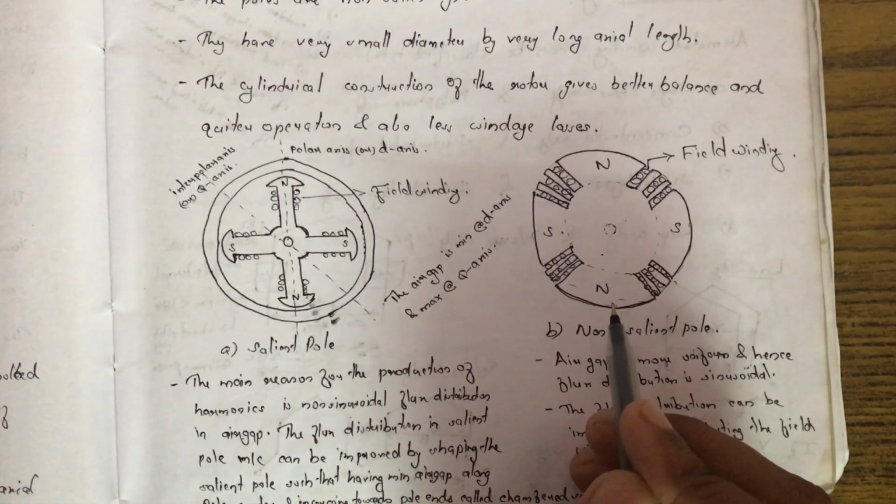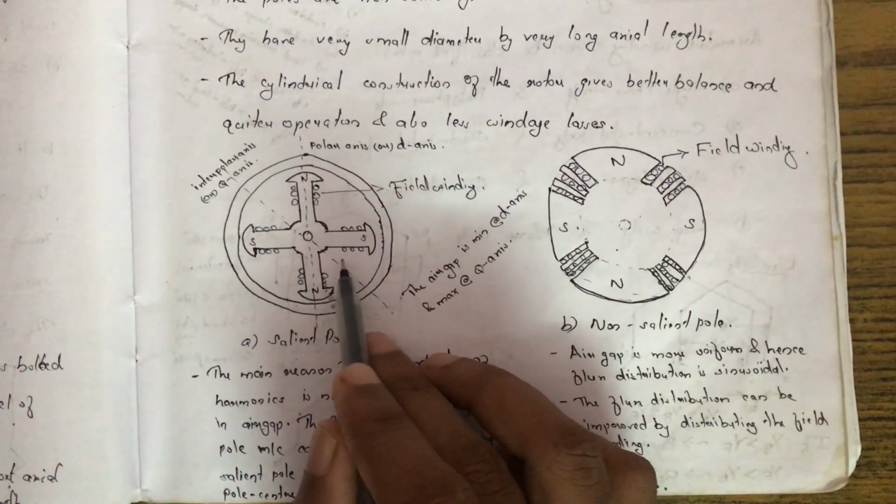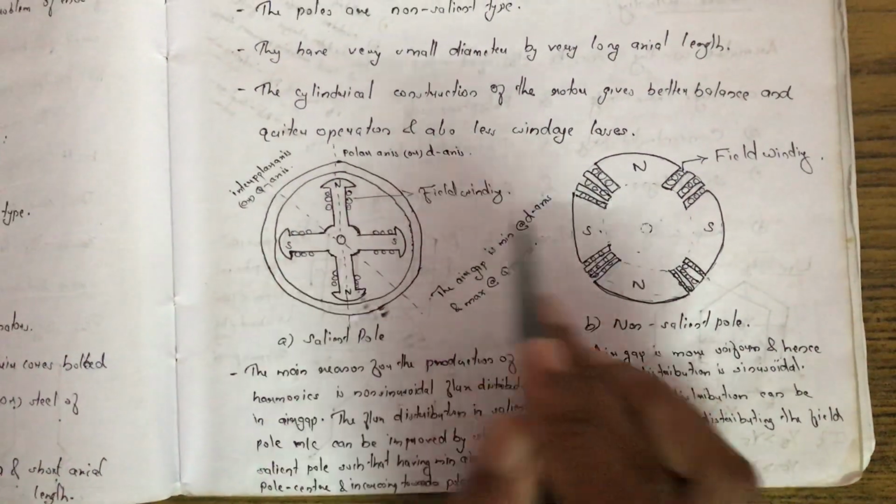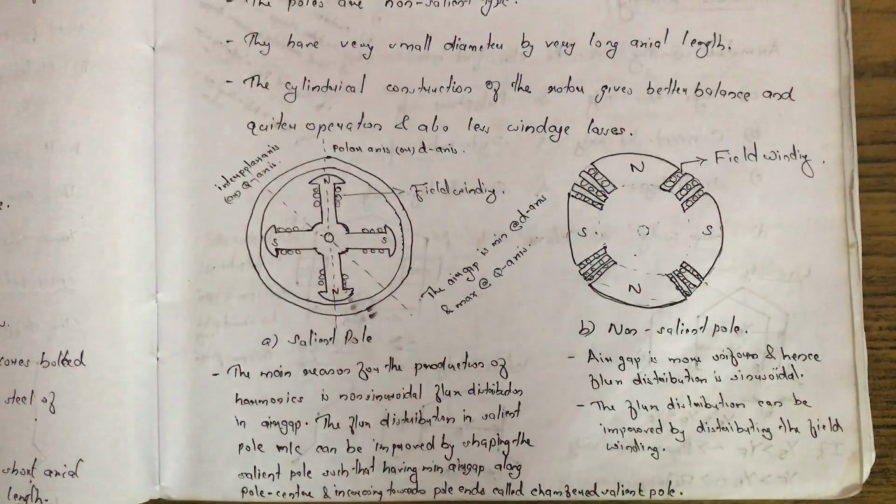So the alternators are classified based upon the rotor construction. The alternators are classified into salient pole and non-salient pole alternators.